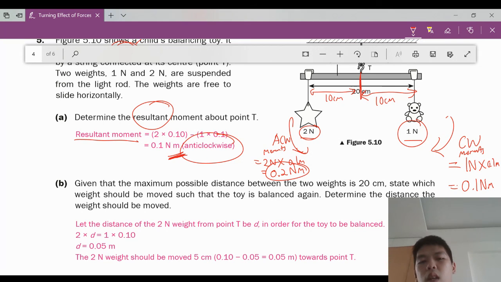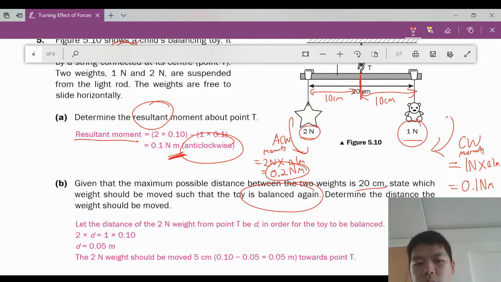What is the result if both sides are trying to balance out? Next, given that the maximum possible distance between the two weights is 20 cm, state which weight should be moved. Why do they want to move? So that it is balanced again, so that you can release your hands and the two toys will be balanced. So determine the distance the weight should be moved.